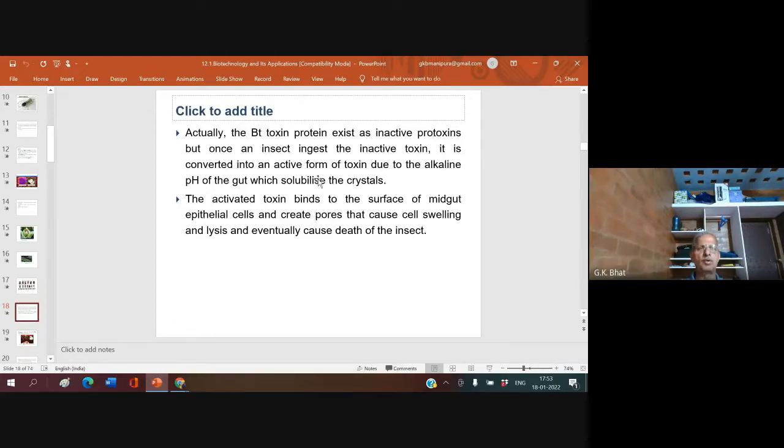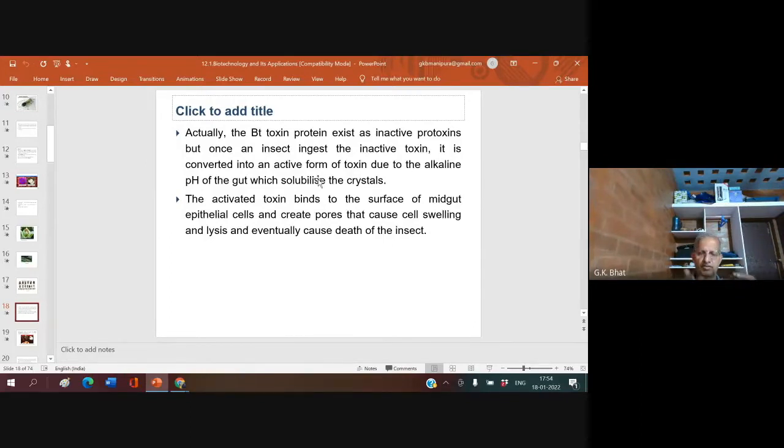But once the protoxin enters the insect gut, the alimentary canal of this insect, it gets activated because of the alkaline pH of the gut. So now it becomes active. Whenever it is in inactive form, it is not poisonous. When it gets activated, it becomes poisonous. The activated toxin binds to the surface of the midgut epithelial cells and creates pores in the gut of this insect, which causes cell swelling and lysis and eventually causes death of the insect.